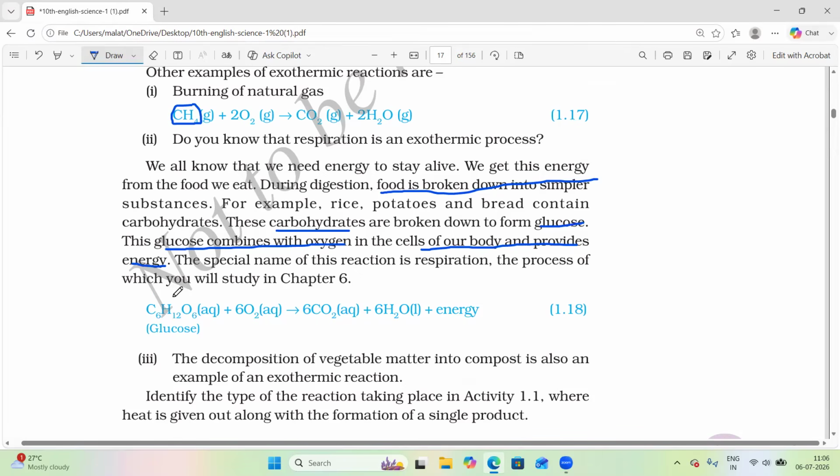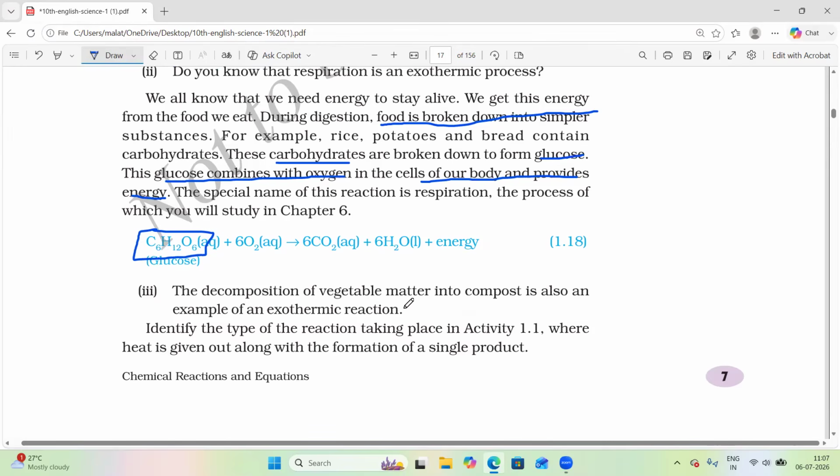Here, if you observe, C6H12O6 is the molecular formula of glucose. Sometimes they may ask what is the molecular formula of glucose. This is important. You should remember the molecular formula. This glucose in our body reacts with oxygen. Carbon dioxide is liberated, then H2O, then energy. Heat will be released in the form of energy.